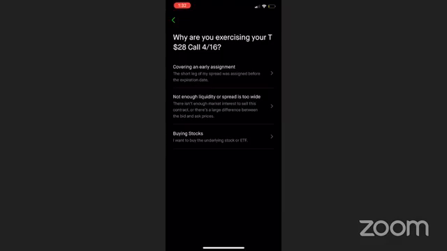I can say I'm covering an early assignment, right? The short leg of my spread was assigned before the expiration date. That's if you was out there swimming naked. Or not enough liquidity or the spread is too wide. There isn't enough market interest to sell this contract, or there's a large difference between the bid and the ask prices. Or buying stock, where I want to buy the underlying stock or ETF, right? They want to know, why are you exercising?